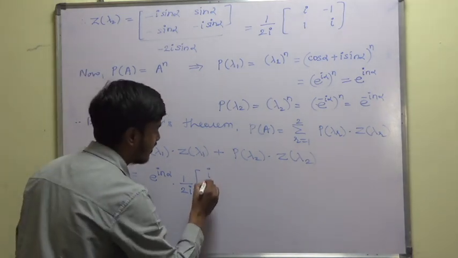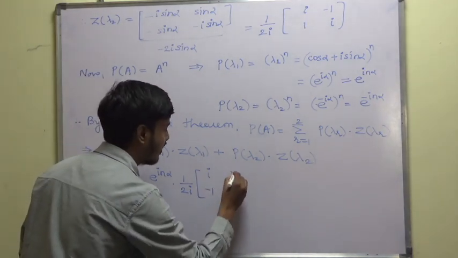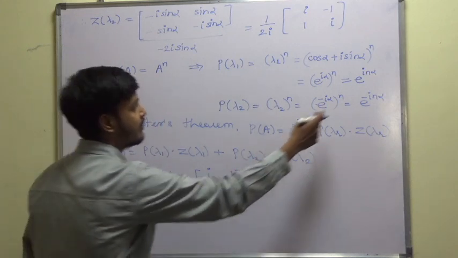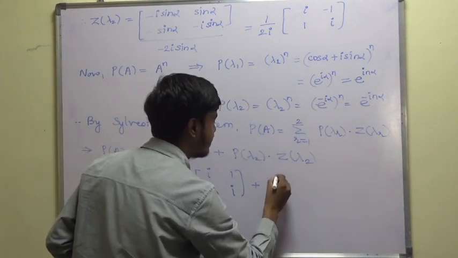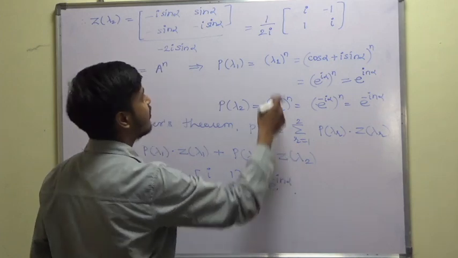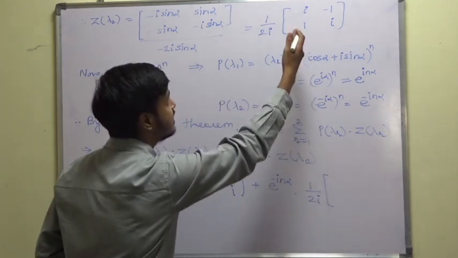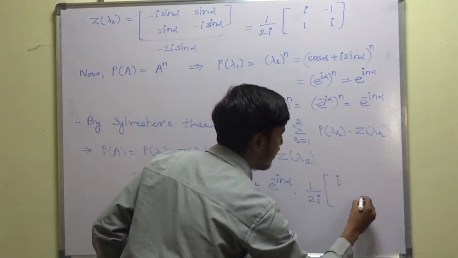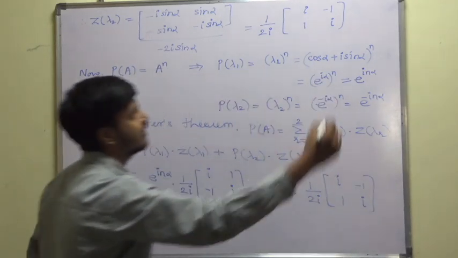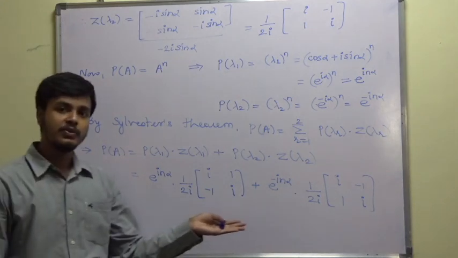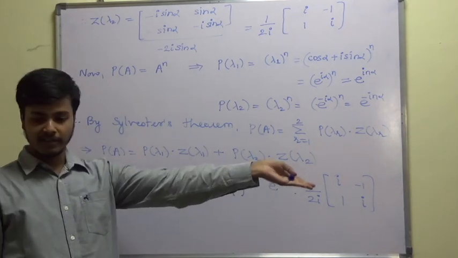I, minus 1, 1, i. Plus, what is P of lambda 2? E to the power minus i n alpha. And what is Z of lambda 2? This is 1 upon 2i into, what is it? i, 1, minus 1. Okay. Now once you get all these things, just solve this to get the answer.